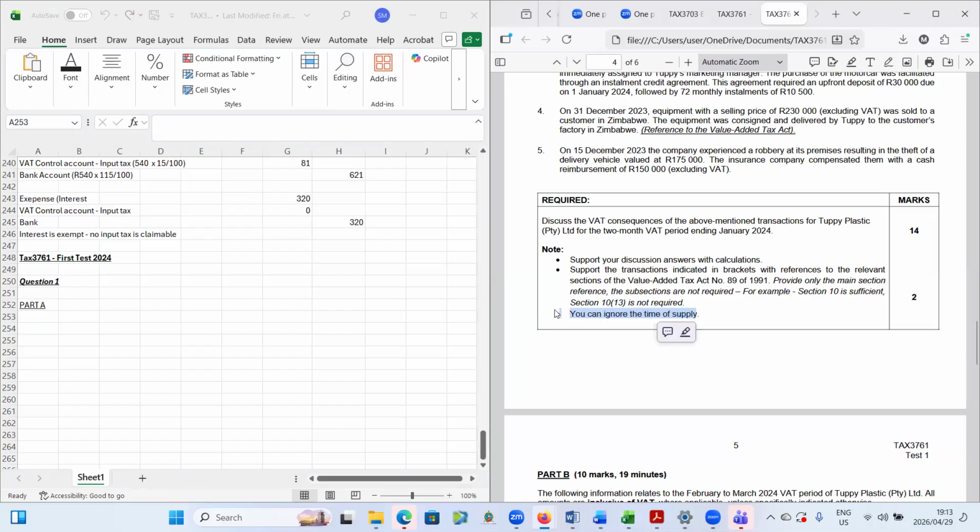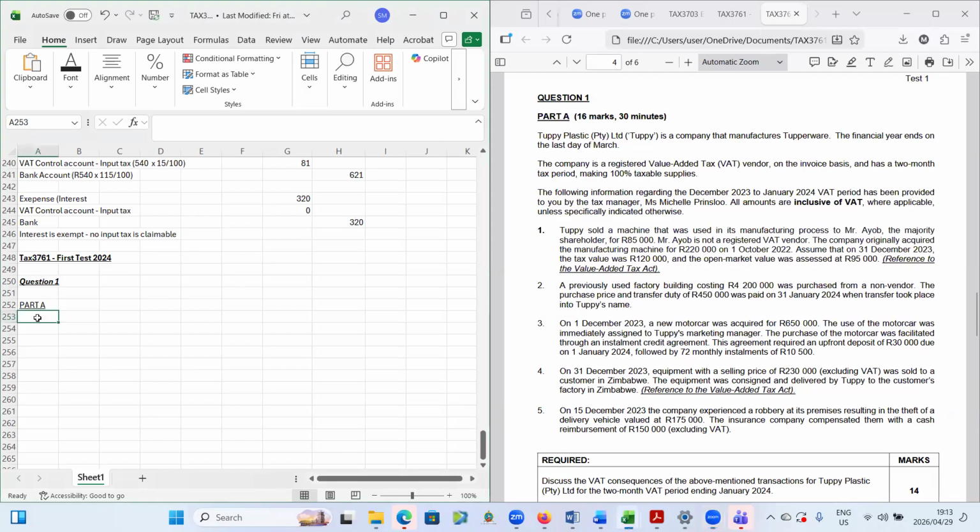Generally, the time of supply is determined by whether the vendor is registered on invoice basis or on payment basis. If the vendor is registered on invoice basis, the time of supply would be the earliest of issuing of an invoice or receiving of payment, or the receiving of an invoice or making of payment. That is generally what determines time of supply. But in this case, they said ignore time of supply. So let's look at transaction 1.